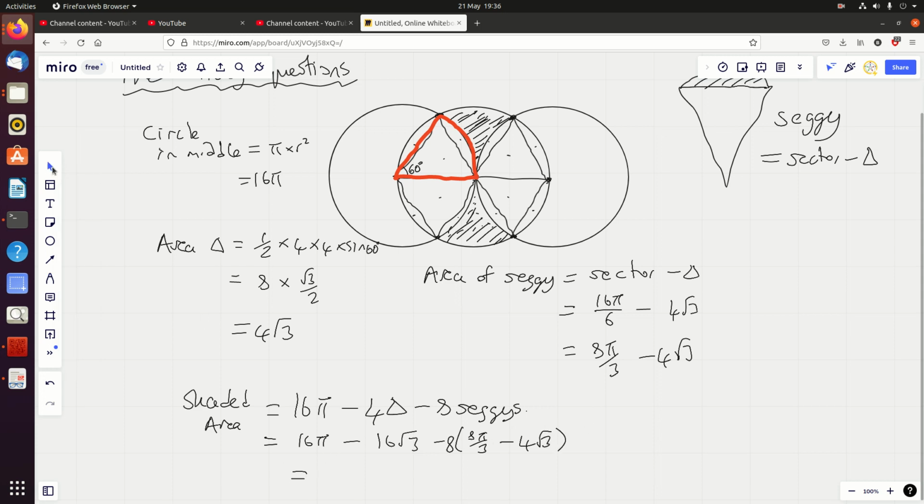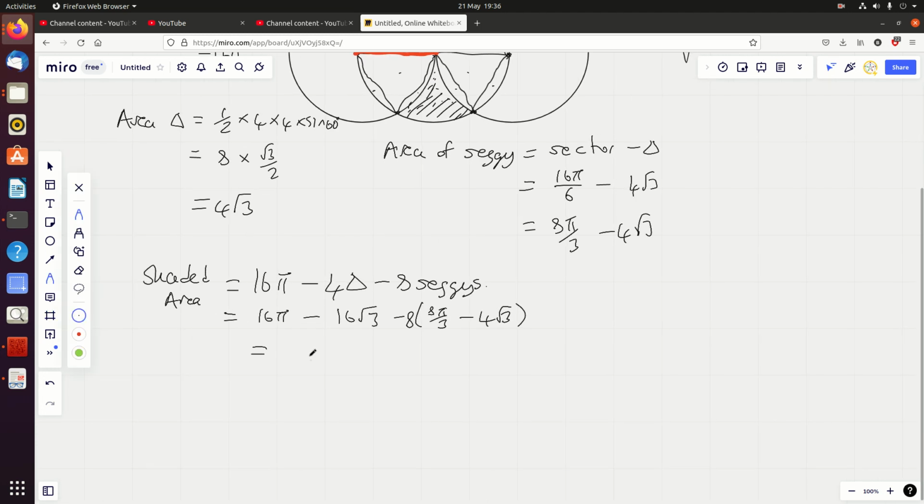And now we should end up with the answer, which isn't too bad in the end. So that's 16 pi minus 16√3. We've now just got to get the algebra right. Minus 64 pi over 3 plus 32√3. And so we're going to have 32√3 minus 16√3 is 16√3. This 16 pi is like 48 pi over 3. And if you do 48 pi over 3 minus 64 pi over 3, you're left with minus 16 pi over 3. And that's the shaded area. And it's done. Whole question's done.